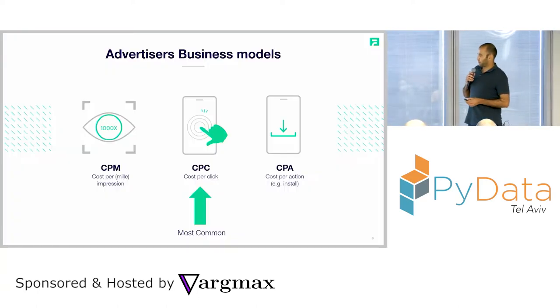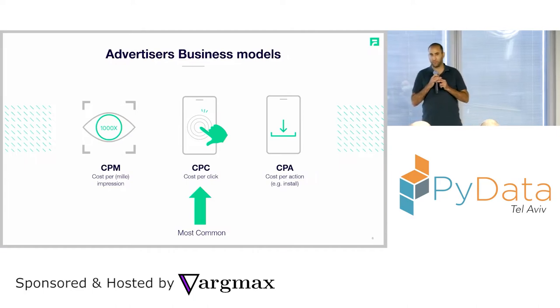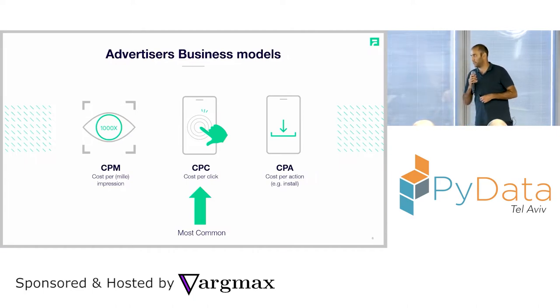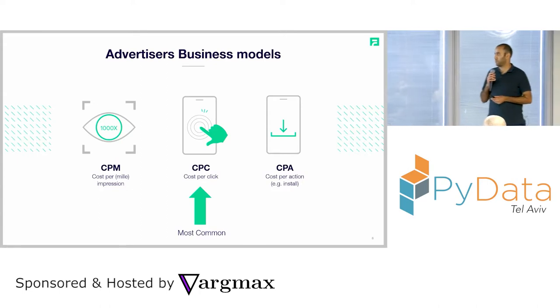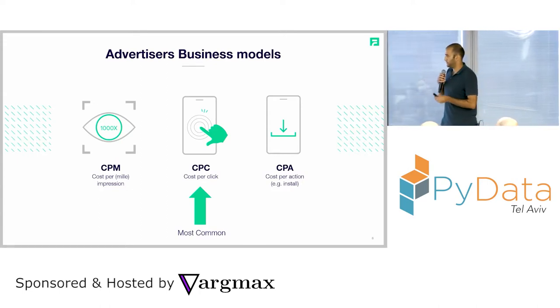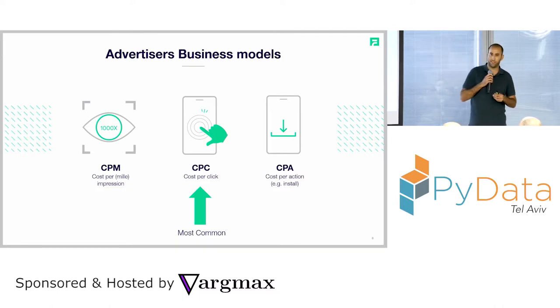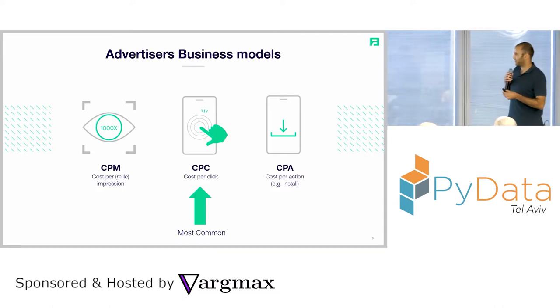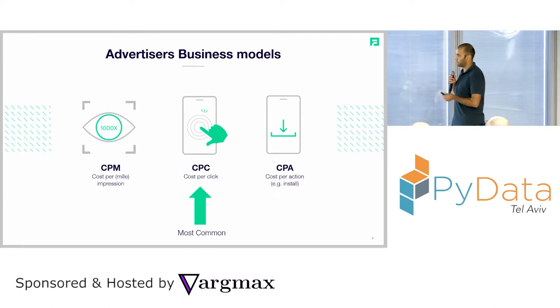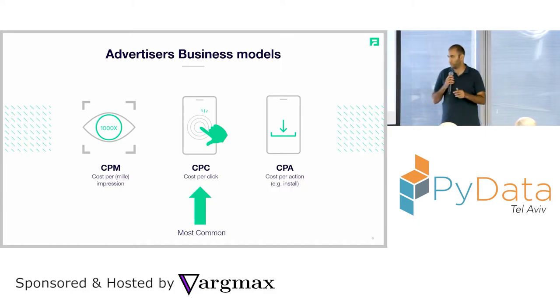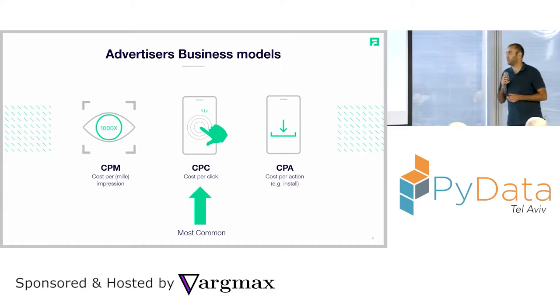So the business use case. As I said, we'll focus mostly on the advertiser side. Basically, there is a sales funnel, as you can see: CPM, CPC, CPA, where the deeper you are in this sales funnel, the more expensive the ad is. Today we'll focus on CPC, which is the most common one for our use case.